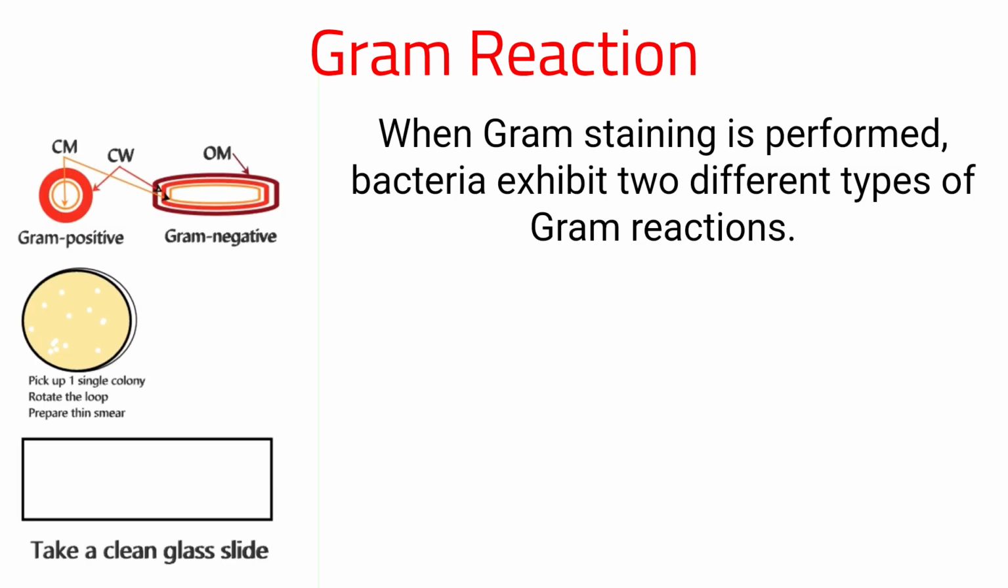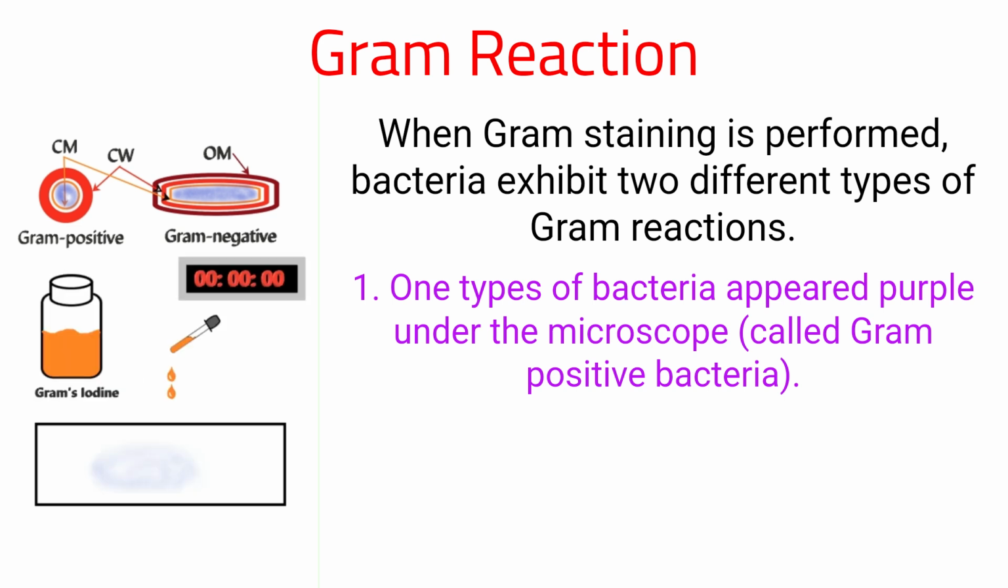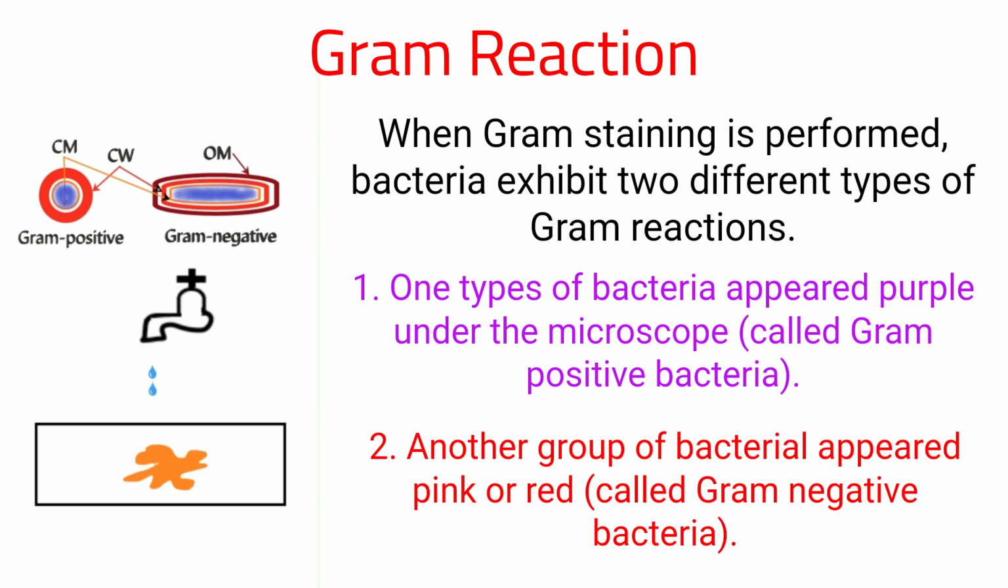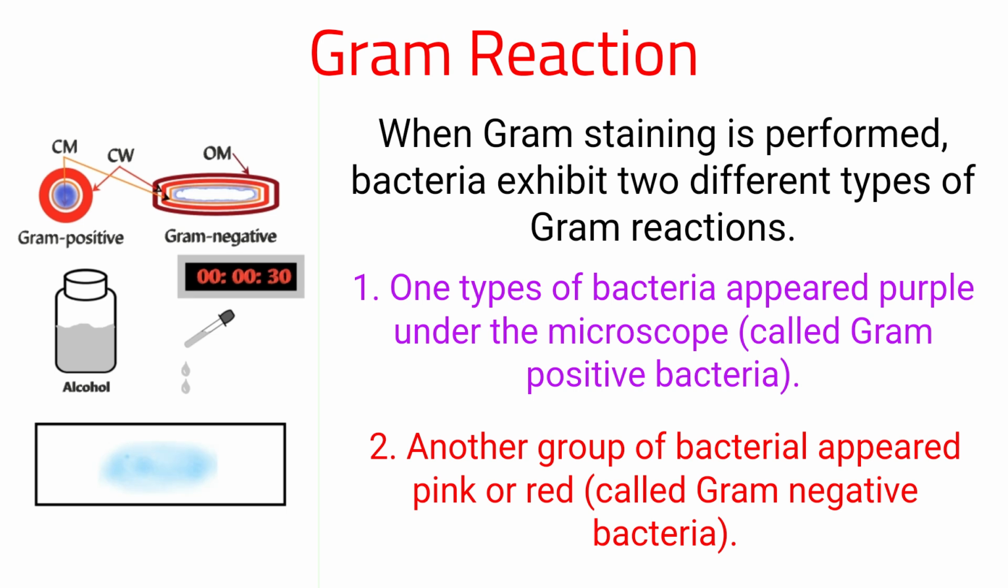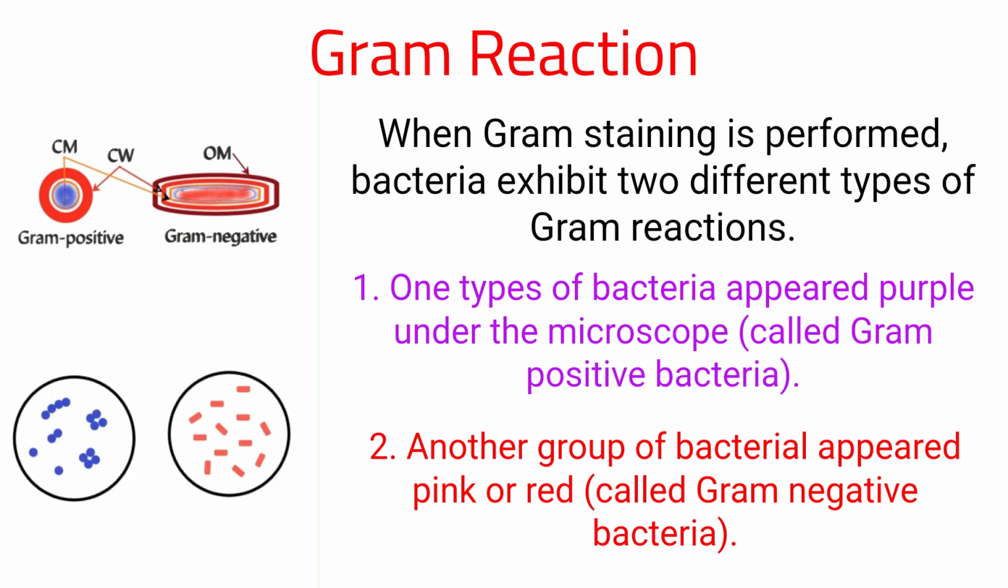When Gram staining is performed, the bacteria exhibit 2 different types of Gram reactions. One type of bacteria takes up the primary stain, that is crystal violet, and appears purple under the microscope, while the other takes up safranin, a counter stain, and appears pink or red in color. Based on this Gram reaction, bacteria can be broadly classified into 2 types, Gram-positive and Gram-negative.